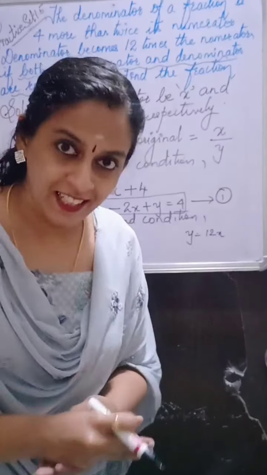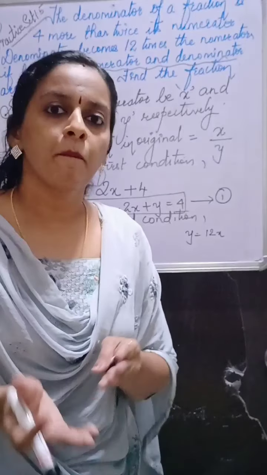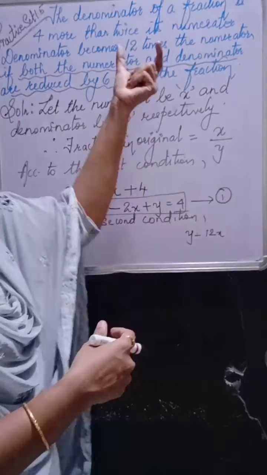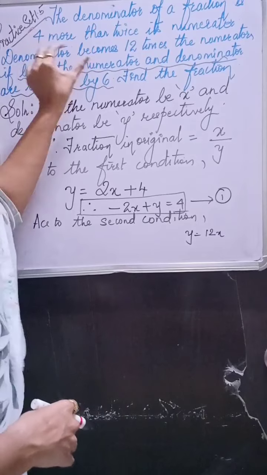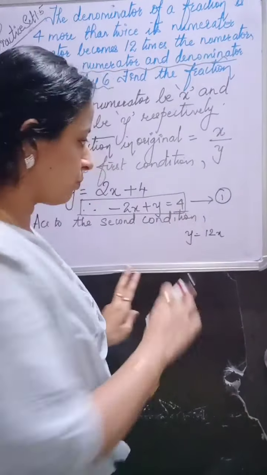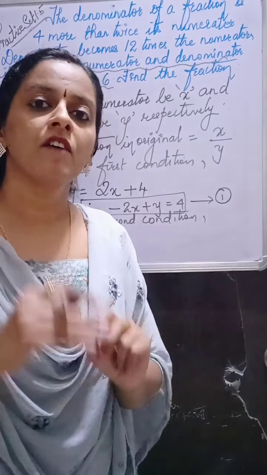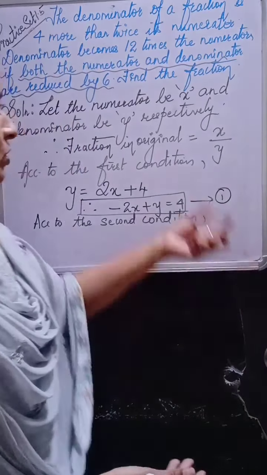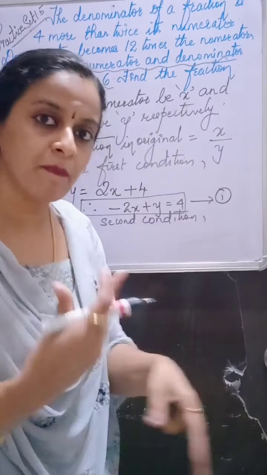Reduced means make less, so we will subtract 6 from numerator and denominator. At that time denominator will be 12 times the numerator. It will not happen now. This is wrong. When will this condition happen? First you have to subtract 6 from numerator and denominator. So what is our numerator and denominator? x and y. First subtract 6 from these.